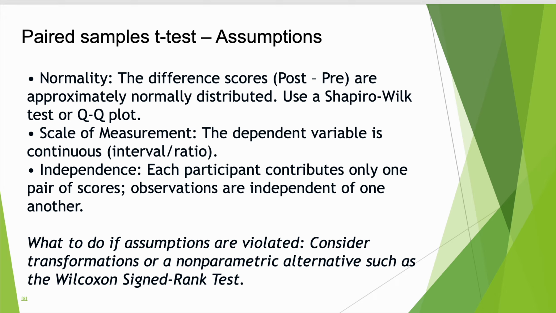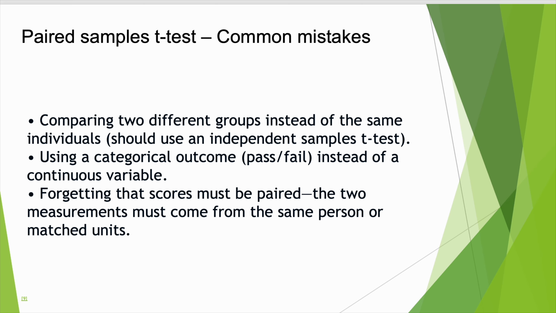If we have assumptions that are violated, typically we would want a large enough sample to say that it's okay that we've had a slight violation. But if the violation is egregious, we could change to a non-parametric alternative.